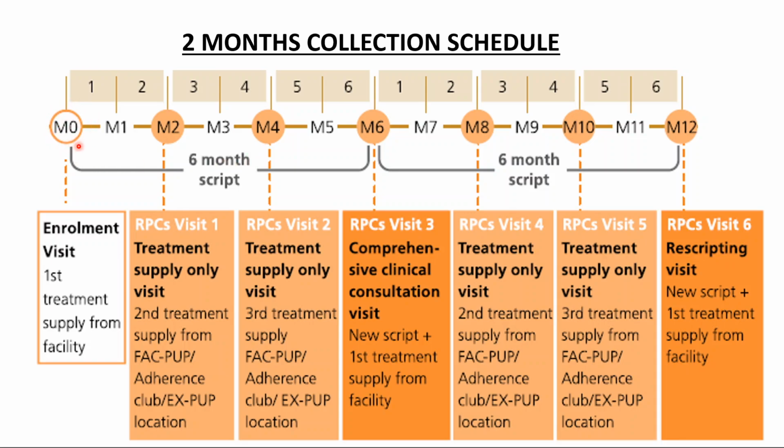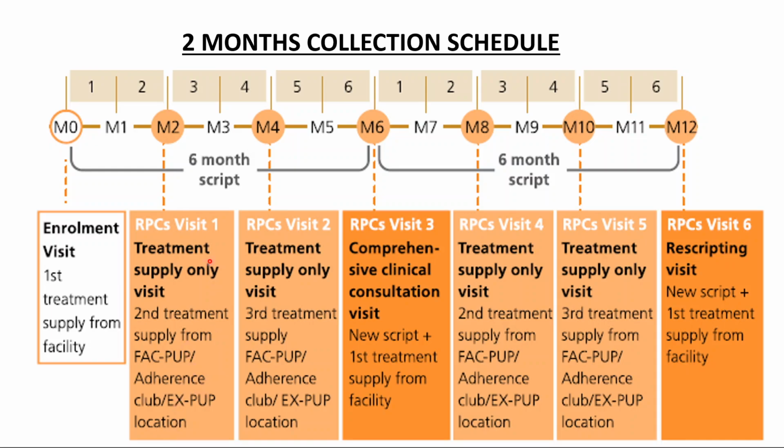So on month 0, the patient is still on RPC. We have not issued them anything. We enroll them and we give their first supply. On month 2, the patient is coming for the first time to pick up medicine at the pickup point, being the external pickup point, the facility pickup point, or the adherence club. They come and pick up their medication and they go, depending on the modality that they have chosen.